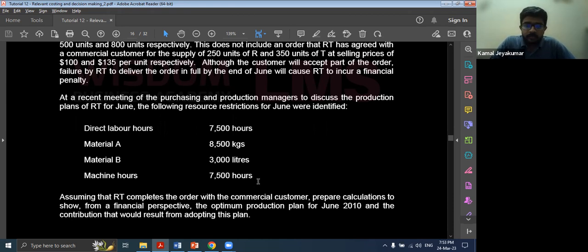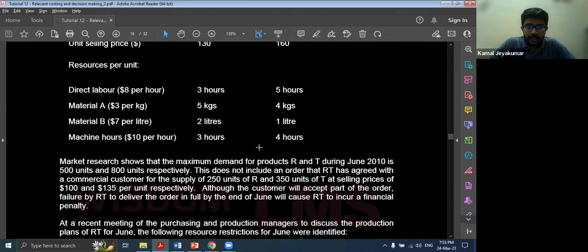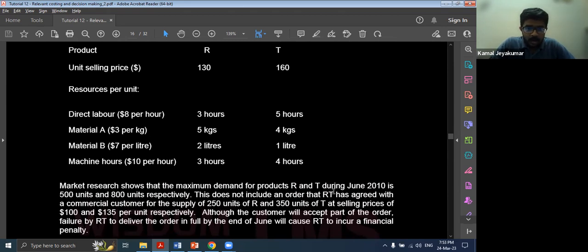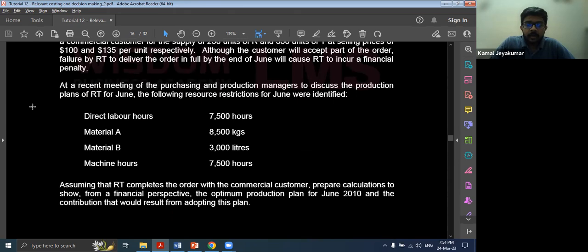Right, guys. Now, before we do the question, can you identify what the limiting factor is? They have given you the contract, the number of units that you are going to supply to the commercial customer. Then they have given you the maximum demand for R and T, and they have given how many units of each resource will be used for products R and T, and they have given the available number of units also, right?